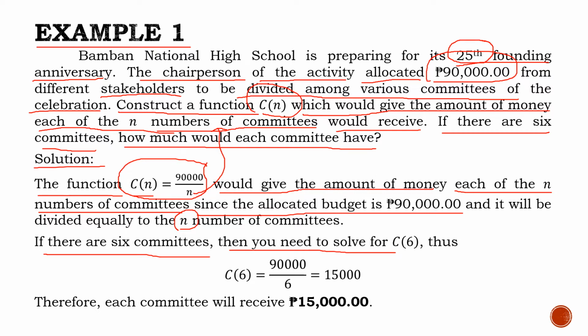So we simply substitute 6 for n, which represents the number of committees. C of 6 is now equal to 90,000 over 6, or simply 15,000 pesos. So therefore, each committee will receive 15,000 pesos. Our final answer now is 15,000 pesos. Again, that is the amount of money that each committee will receive based on the function that we formulated, which is C of n equals 90,000 over n, and n is the number of committees.